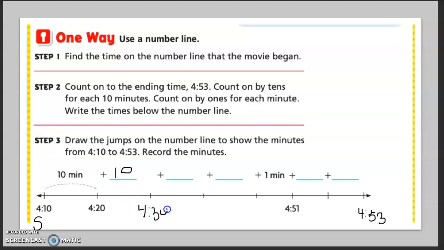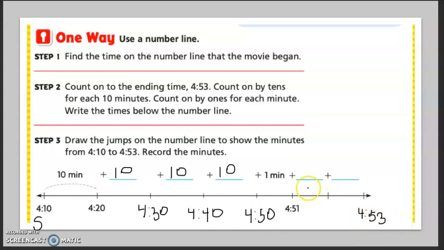So if we add another group of 10, our new time is going to be 4:30. And then we go ahead and add another 10 minutes. Okay, our new time is going to be 4:40. We add another 10 minutes. Our new time is going to be 4:50. Okay. Now, if I had added another 10 minutes, I was going to go past my end time. I would go all the way to 5 o'clock.